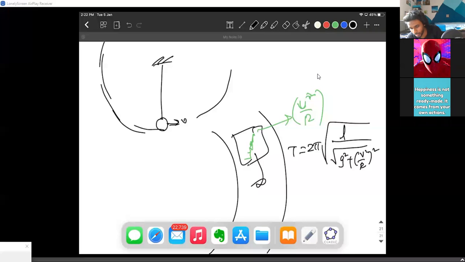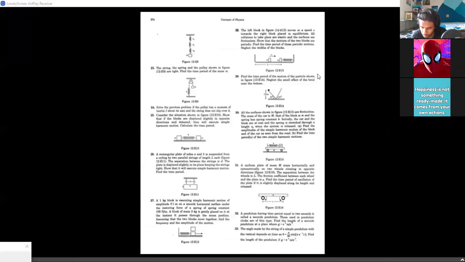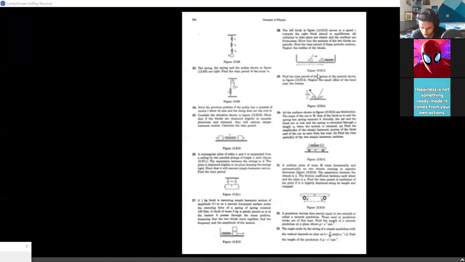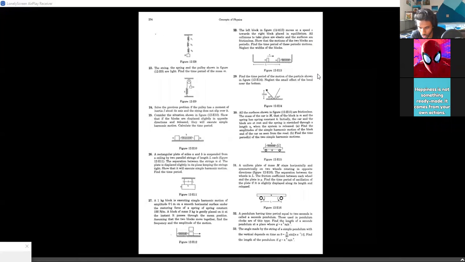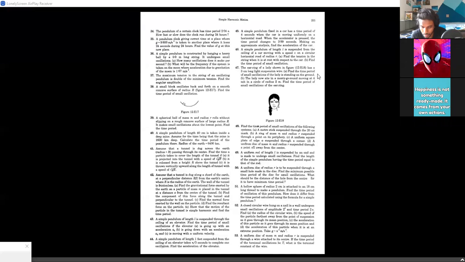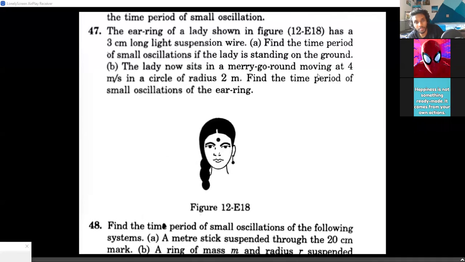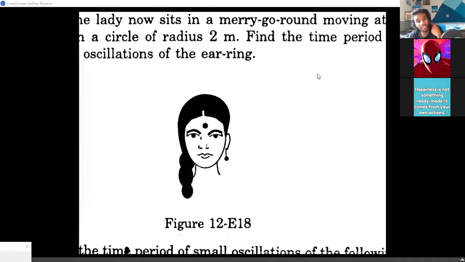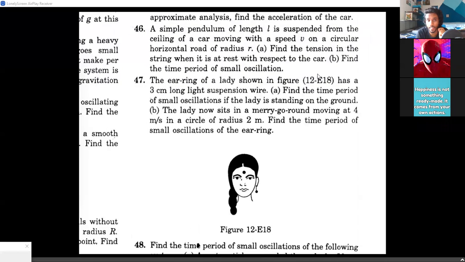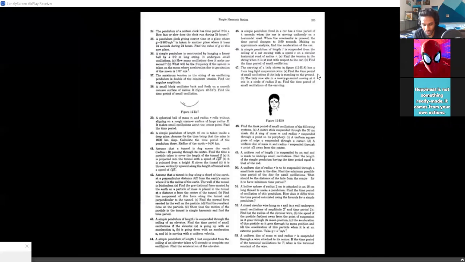If you can open HC Verma, there are no problems on this page about the simple pendulum, but there are some problems. Look at this lady. I even made a meme about this lady. Look at the earring. Somehow he thought that he can make a question out of it. It's nothing but a simple pendulum. He gives the length of the earring, and that's it, I guess. The length of the earring and the time period of the earring, the frequency at which it oscillates. Okay, so that is one.